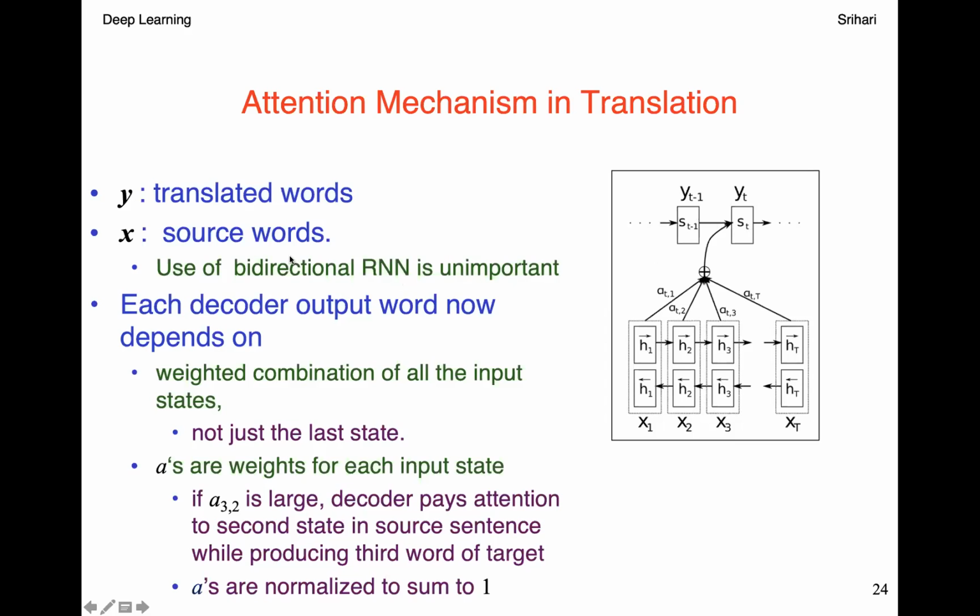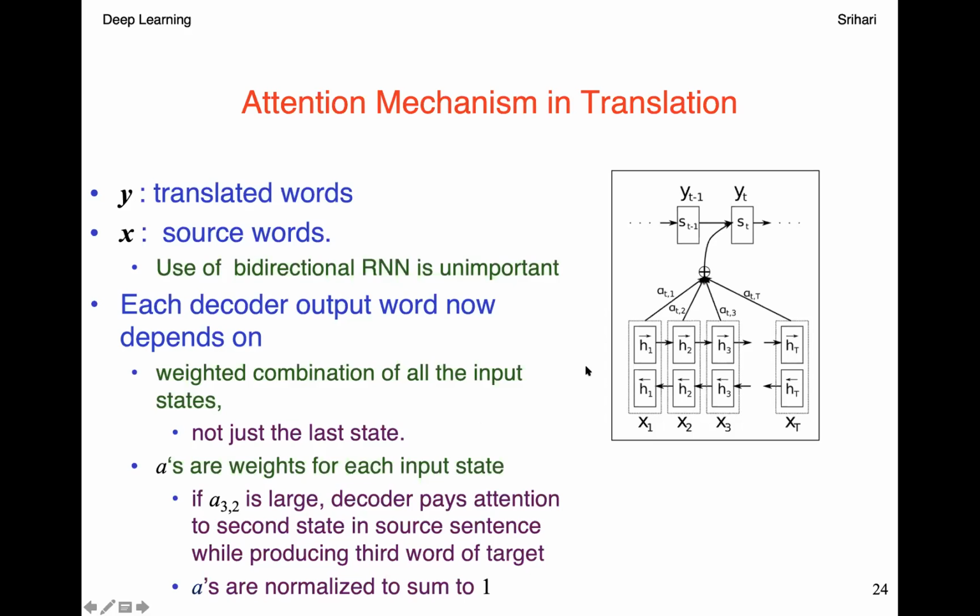So Y are translated words, X are source words. This is using bidirectional, although it is not important, although the practical ones seem to use it. Each decoder output word now depends on a weighted combination of all the input states, not just the last state. It is using all of these input states. And the A's are weights for each input state.